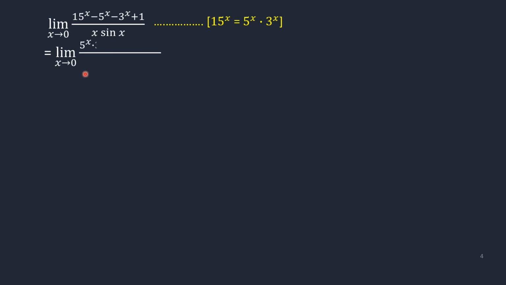Solve limit 15 to the power x minus 5 to the power x minus 3 to the power x plus 1 divided by x sin x as x approaches 0. Here, first we will write 15 to the power x as 5 to the power x into 3 to the power x, because these two factors appear over here. So in the next step we will write this change.